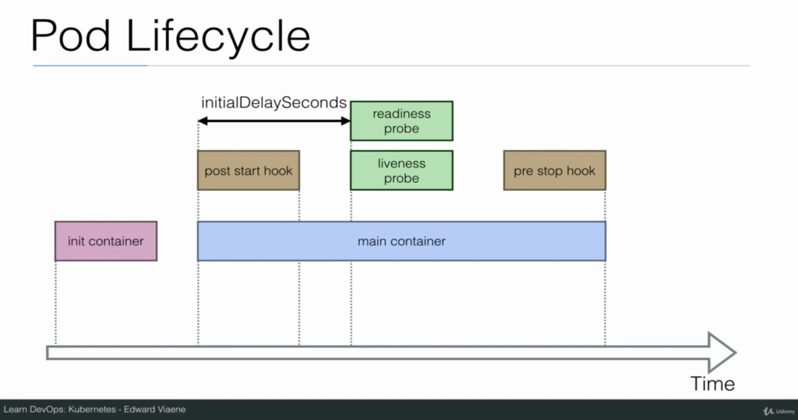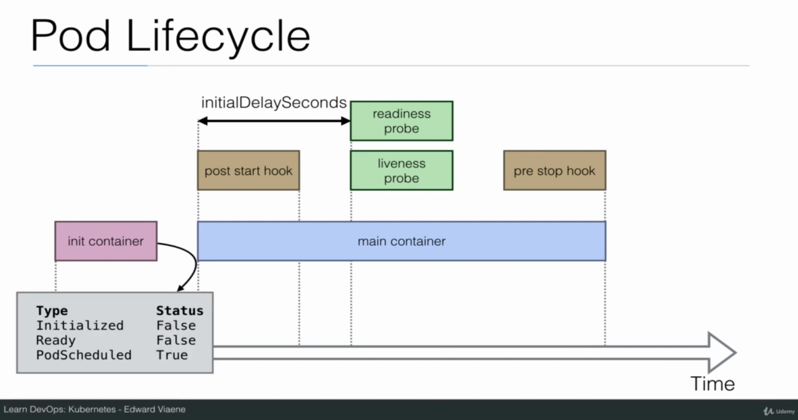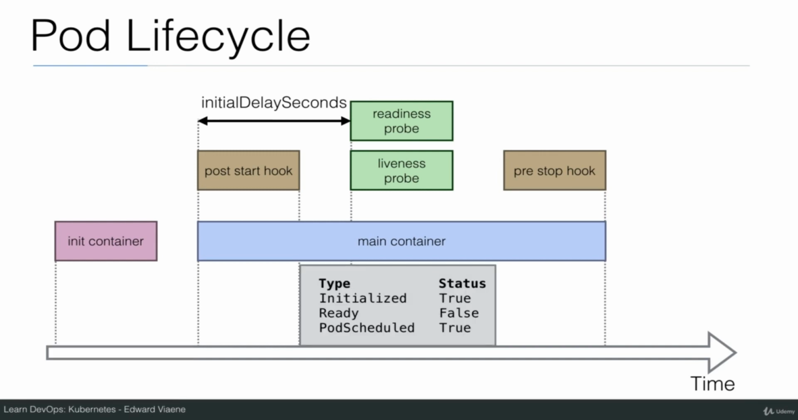Now let's go over the different states. When the container is running the init container, then you will see in the describe, if you go and take a look at the conditions, that initialized is still false, ready is still false, but the pod is scheduled. So the pod is scheduled, the init container is running, it means that initialized is false. Then after the post start hook is executed, initialized will be true, it will still not be ready, and the pod scheduled is still true.